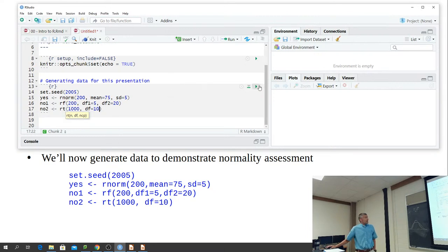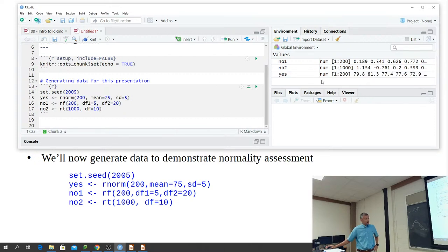All right, so I have my chunk ready. I run it. I can see that I generated three different vectors. Just to go through what these are doing: we already talked about setting the seed. So we set.seed to the same value, 2005. We could have done something else, but I think 2005 was used when I made the presentation.